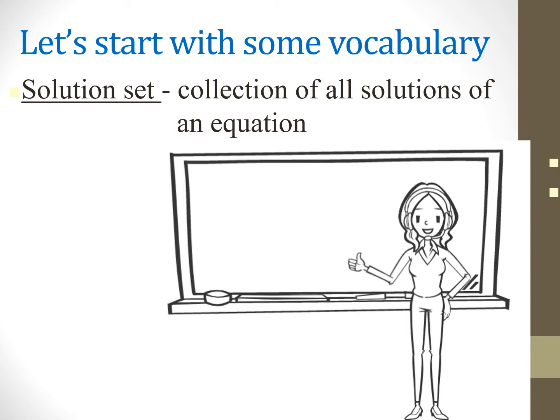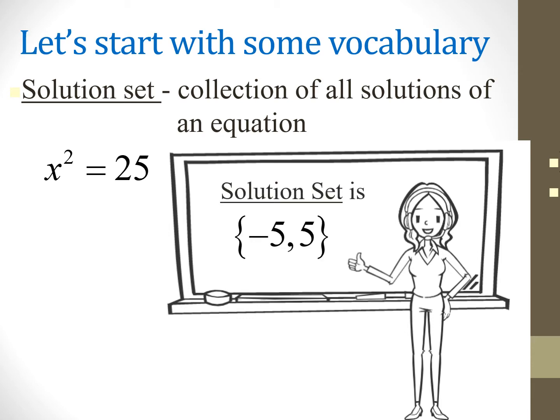A solution set is a collection of all the solutions. So for instance, if I have x squared equals 25, my solution set is negative 5 and 5. And you see you put a solution set in brackets.